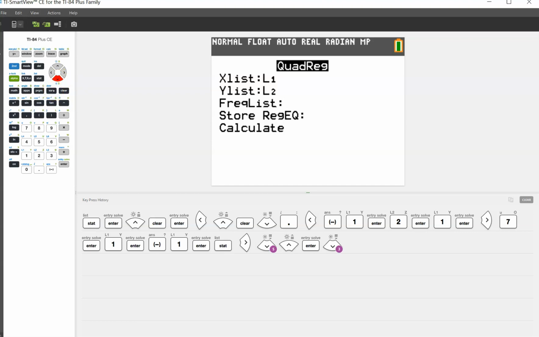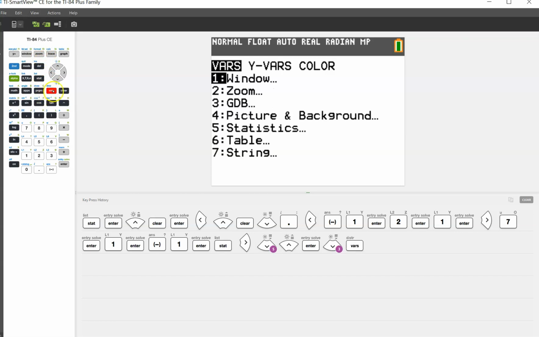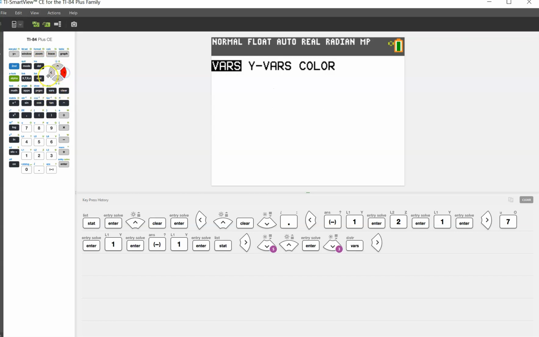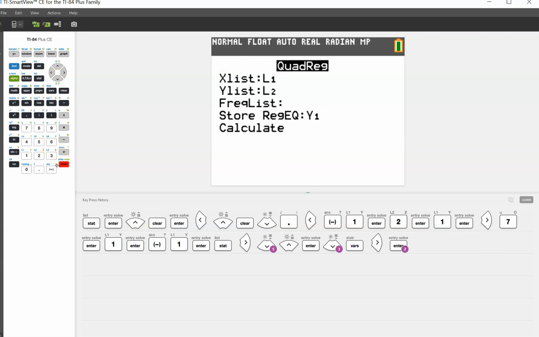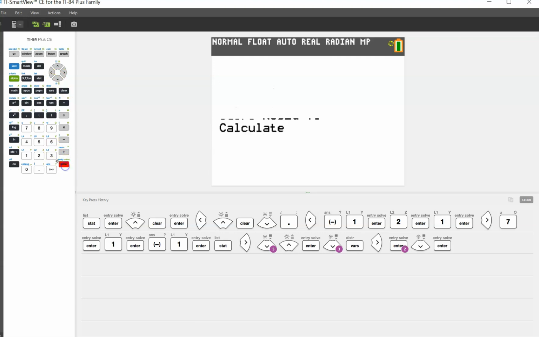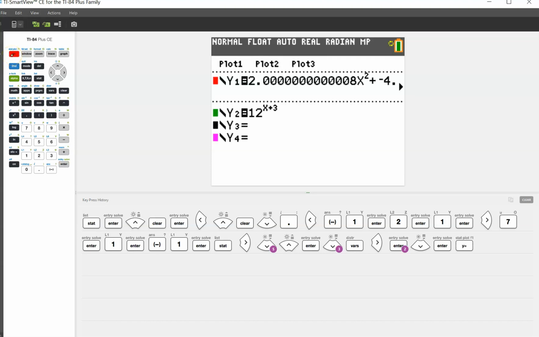Now you could store this. I think that's a great idea. If you go to VARS, which is in the fourth row, fourth column, notice you could go right to Y-VARS and then hit enter for Function. If you hit enter on Y1 and now calculate by hitting enter, notice that when you go to Y=, it pasted the equation into Y1 for you.